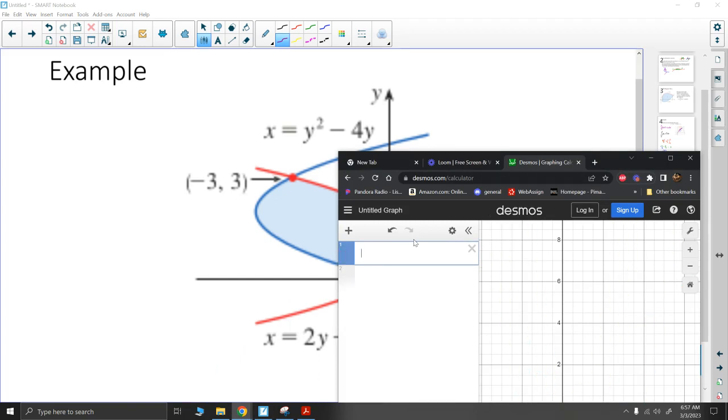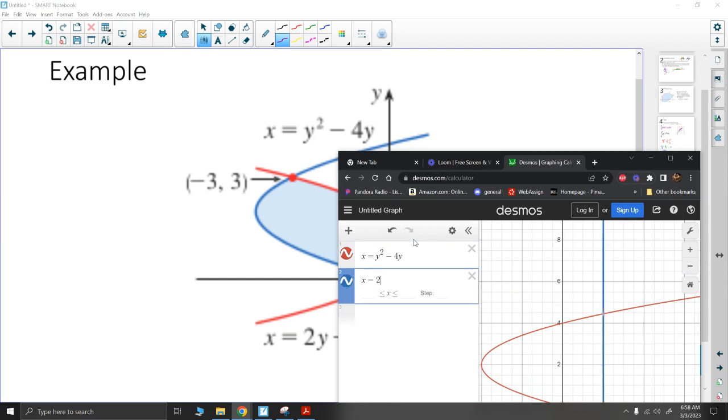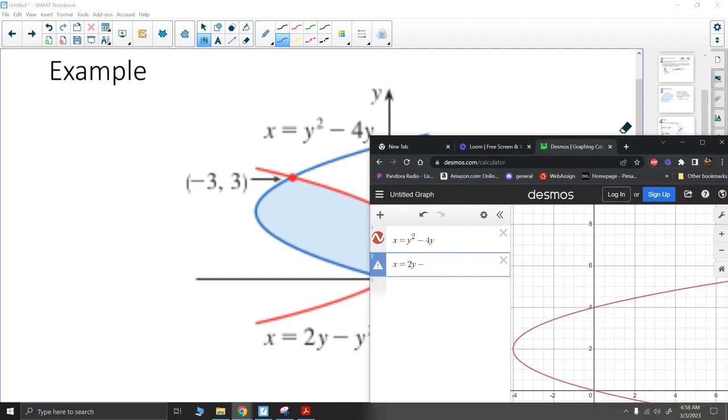I'm doing it all in caps by accident. x equals y squared minus 4y. We have x equals 2y minus y squared. Okay.